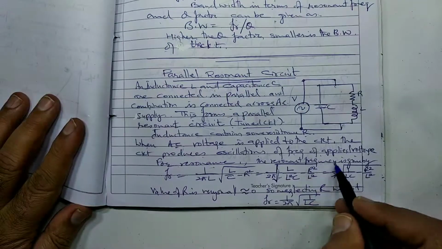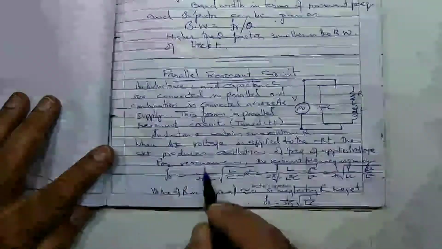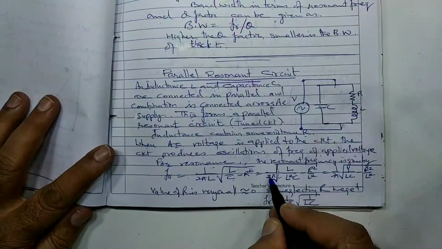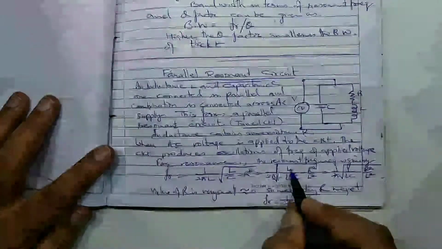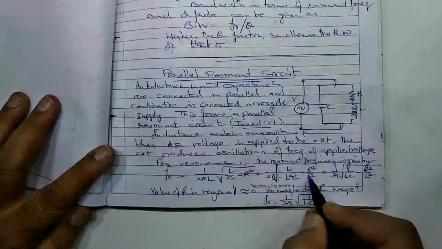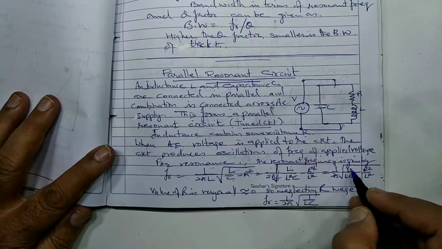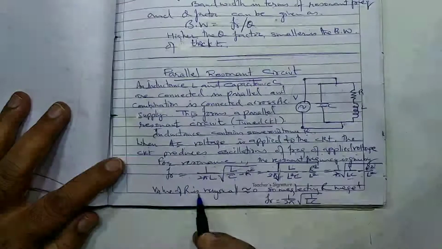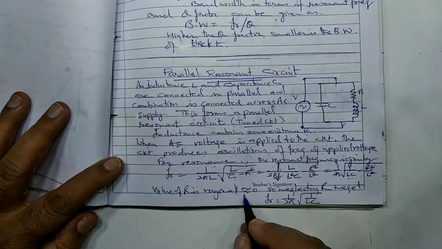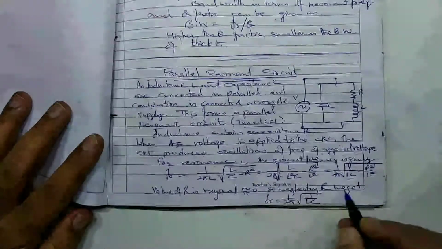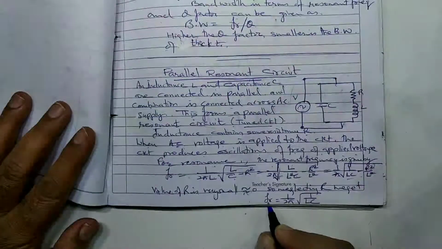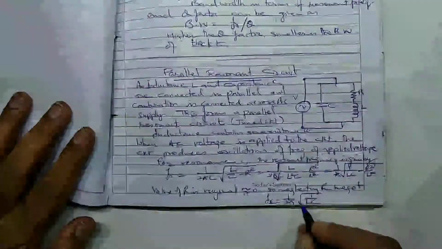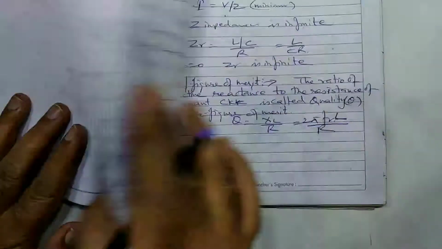For resonance, the resonant frequency is given by FR is equal to 1 upon 2 pi under root of (L by C minus R square) upon L. This is equal to 1 upon 2 pi under root of (L upon L square C minus R square upon L square). That is equal to 1 upon 2 pi under root of (1 by LC minus R square by L square). The value of R is very small, that is approximately equal to 0. So neglecting the value of R, we get FR, the resonant frequency, is equal to 1 upon 2 pi into under root of 1 upon LC.